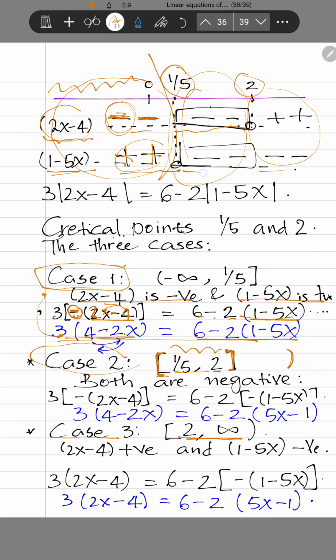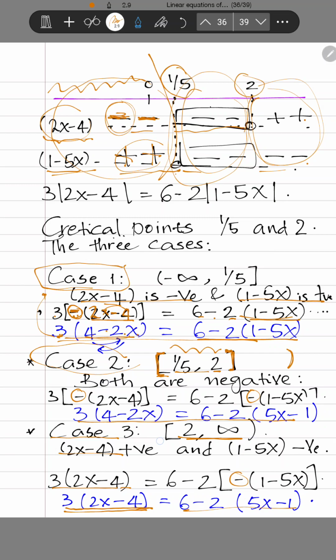On the second region here, both are negative. So I have 2 negatives in here. Then I simplified to have this one. In the third region, 2x minus 4 is positive. 1 minus 5x is negative. So here is a positive, and here is a negative. So, a little bit of simplifying. 3 times (2x minus 4) is equal to 6 minus 2 times (5x minus 1). So now I have 3 equations in 3 cases or regions.